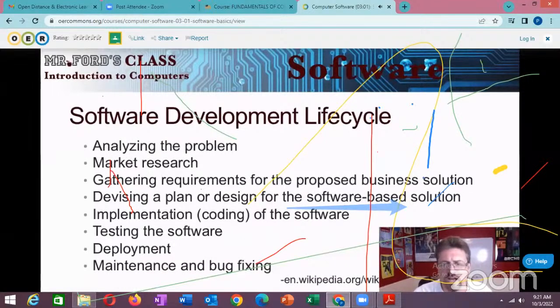You're gathering requirements for a proposed business solution, design a plan or design for the software-based solution. This is where you're actually going and saying, this is the problem, this is the fix. Let's design how we're going to do this.